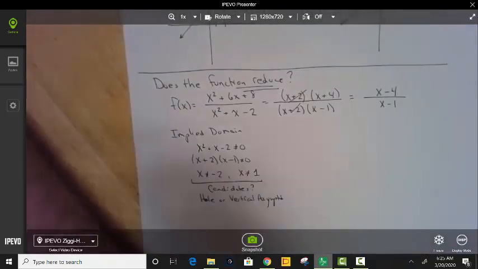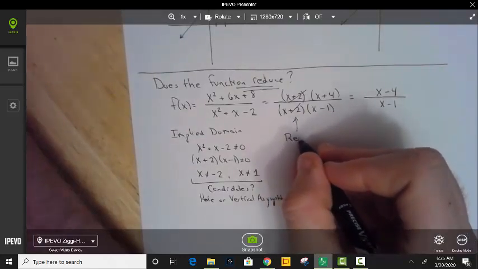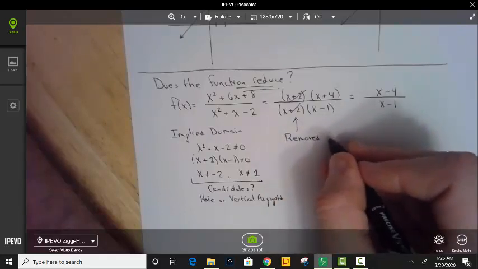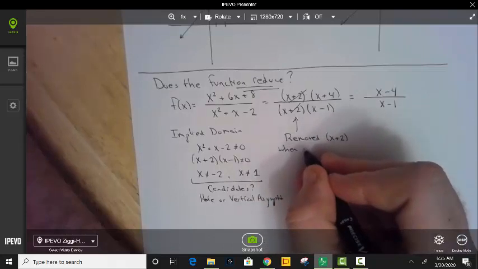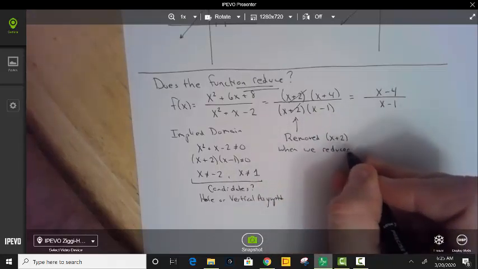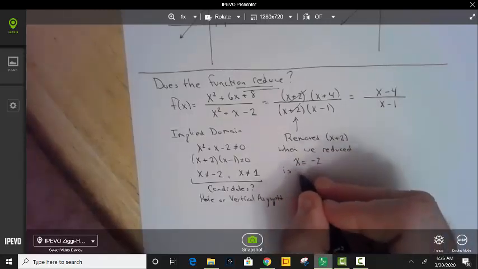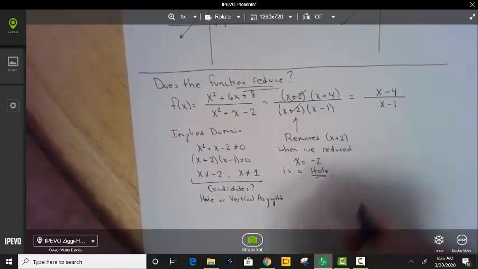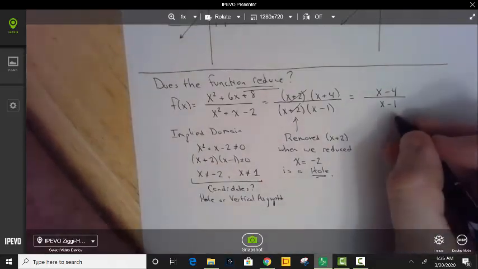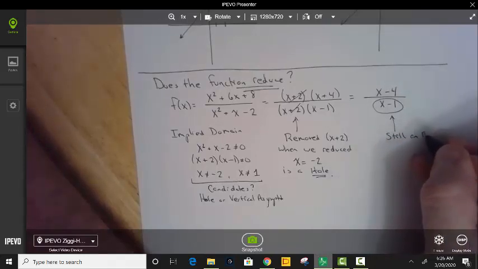Okay, so what we see is since we have removed this factor, we've removed x plus 2 when we reduced. What that means is x equals negative 2 is just a hole in the graph. Okay, so that's how we identify that's a hole. Now, here's the thing. X minus 1 is still an excluded value.